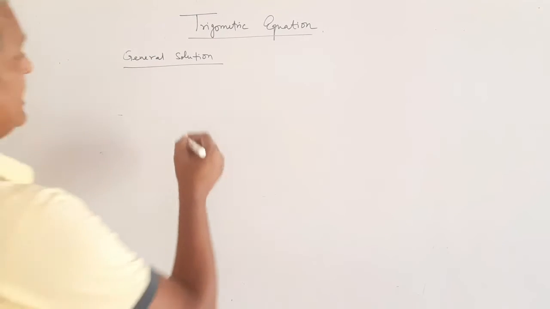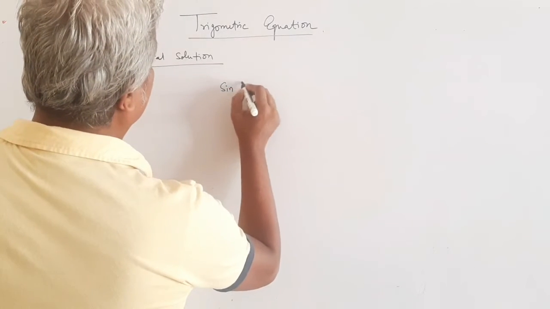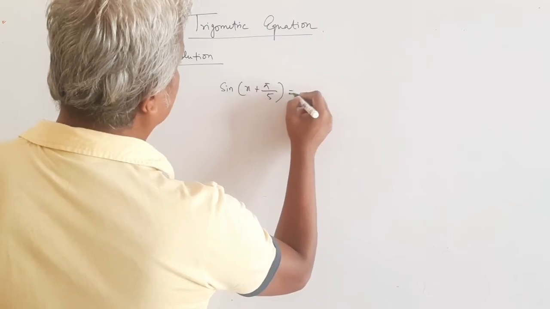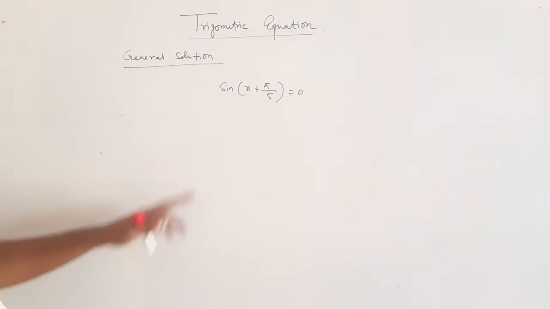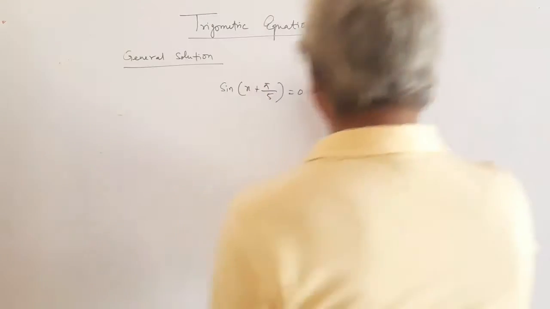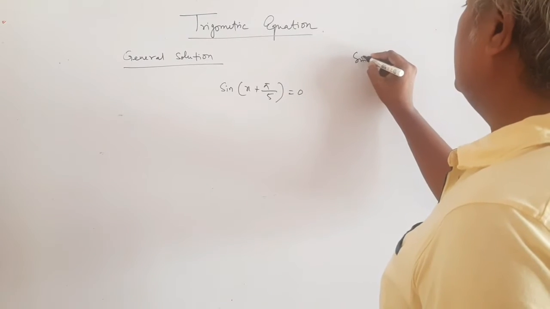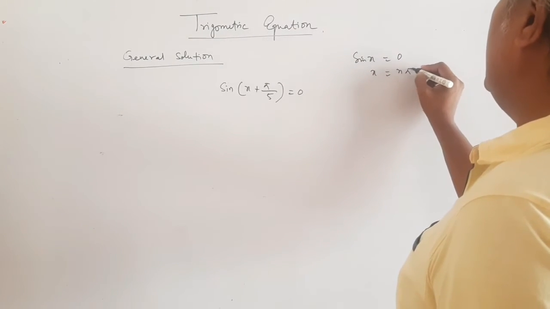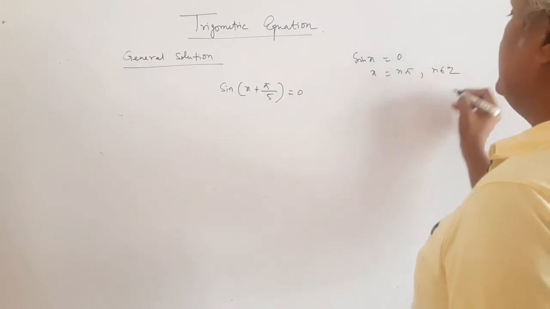Now the first question I have is sine of x plus pi by 5 equal to 0. Now this directly comes in the category of sine x equal to 0, and that form says sine x is 0, therefore x is n pi, where n is an integer.